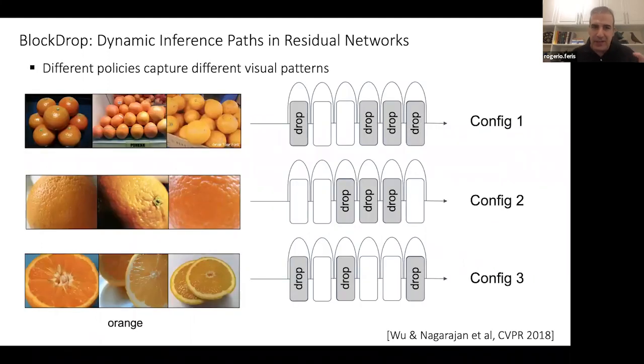It's interesting to see that the block drop policies actually capture different visual patterns. So if you take all of these images of piles of oranges, they will follow the exact same path, this config one, which is different from the path that is followed by these close-up oranges or these sliced oranges in the bottom.